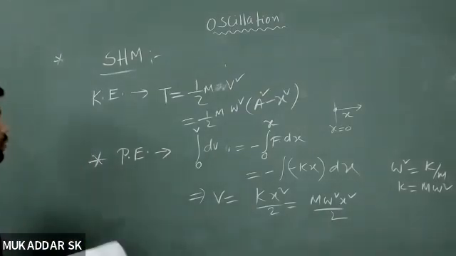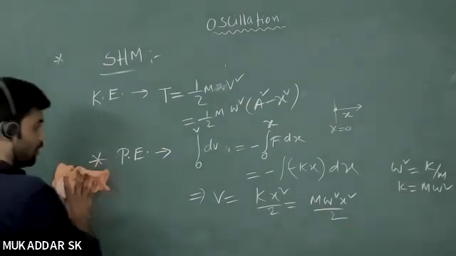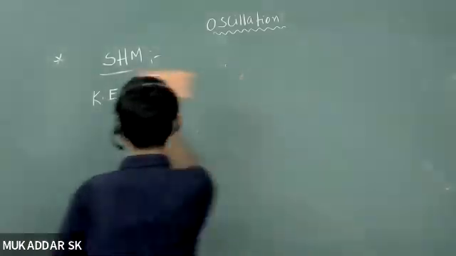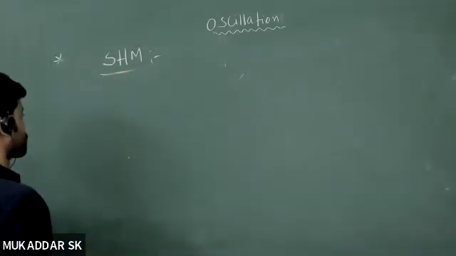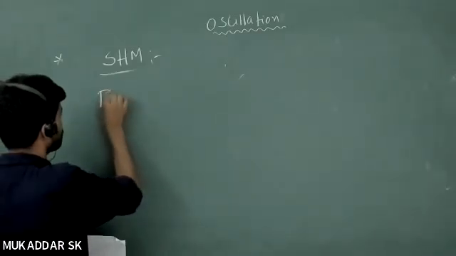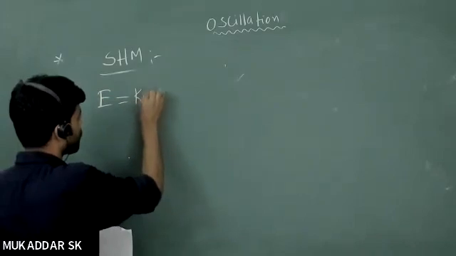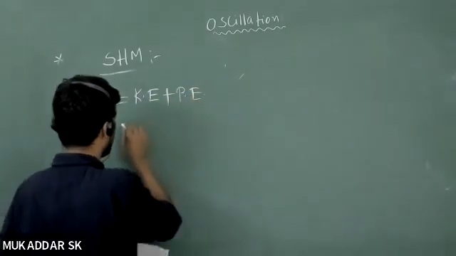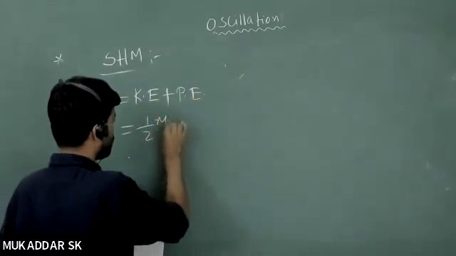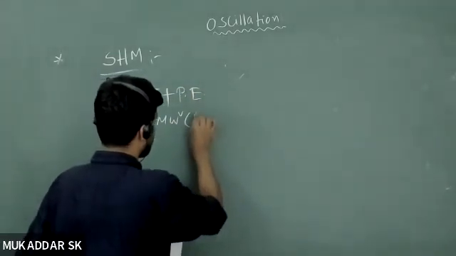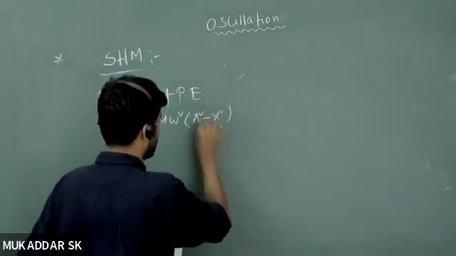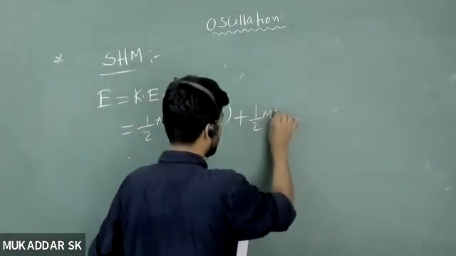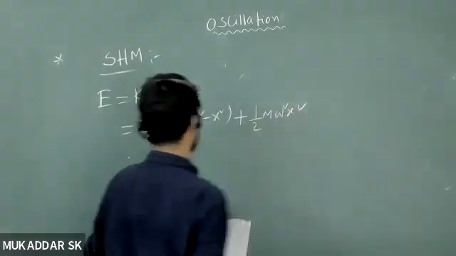Yes, sir. Okay, so you got kinetic energy as well as potential energy. Now add this and calculate how much will be the total energy. So total energy E equals the sum of kinetic energy plus potential energy, right? So you have kinetic energy, that is half m omega square, then a square minus x square, and you have potential energy of your oscillator, that is half m omega square x square.